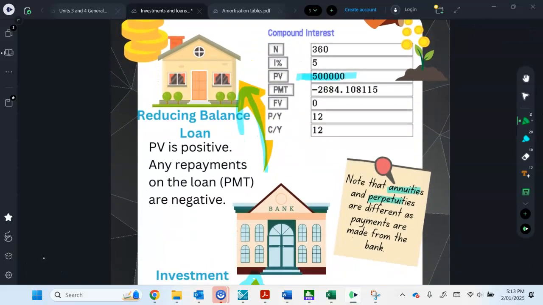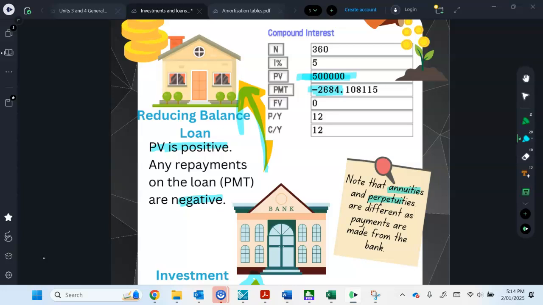Then when we're looking at loans, money is coming from the bank into your pocket. I've put a house there because a reducing balance loan is basically a mortgage. Or rather, a mortgage is a reducing balance loan. Your principal value is positive because that money is coming into your pocket, and any repayments on the loan are negative because that money is going back to the bank. So the initial money goes in your pocket, but your repayments go back.